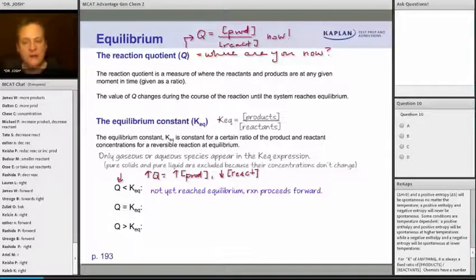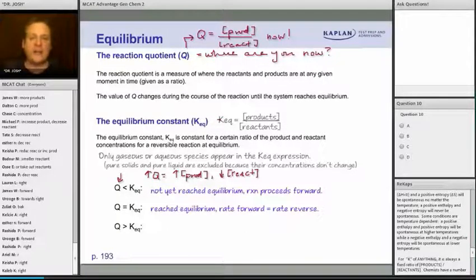There it is. So if Q is too low, you're not at equilibrium. You're going to go forward. You're not there yet. Now, when it equals equilibrium, then you're there, then you're happy, everyone's rocking, everyone's rolling, everyone's comfortable. Occasionally, though, as we said, your Q may be too high.